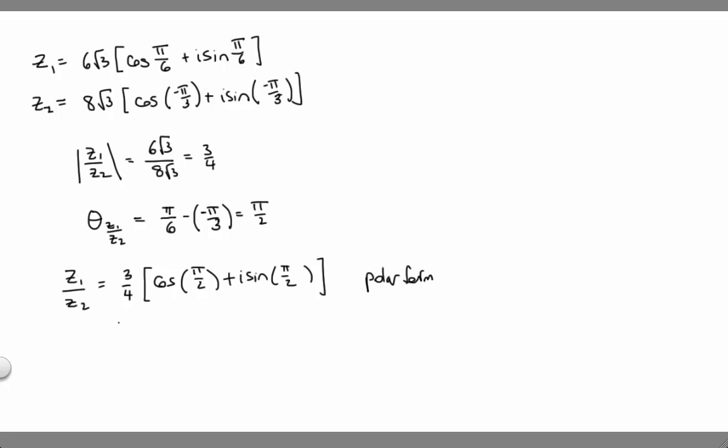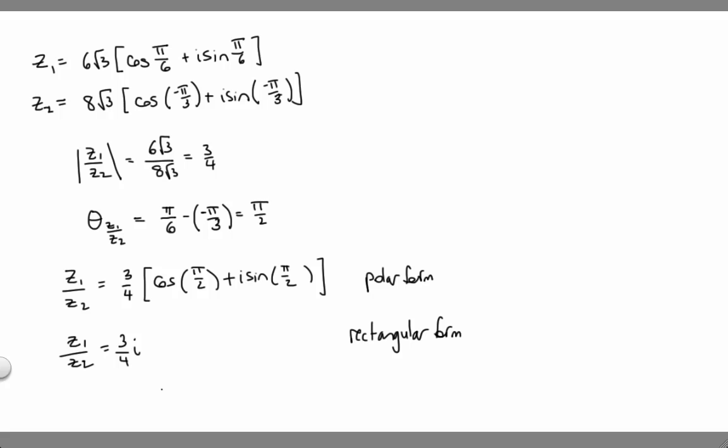It wasn't specified in the question what form to leave our answer in. For this particular question, it might even be nicer to go back to rectangular. Reason being that cos of pi over 2 is a pretty nice number, so is sine of pi over 2. Because we know cos of pi over 2 is equal to 0, and we know that sine of pi over 2 is equal to 1, we can really just say this whole expression just becomes 3/4 i. So in this question, you have flexibility about how to leave your answer. So that's how we multiply and divide in polar form.